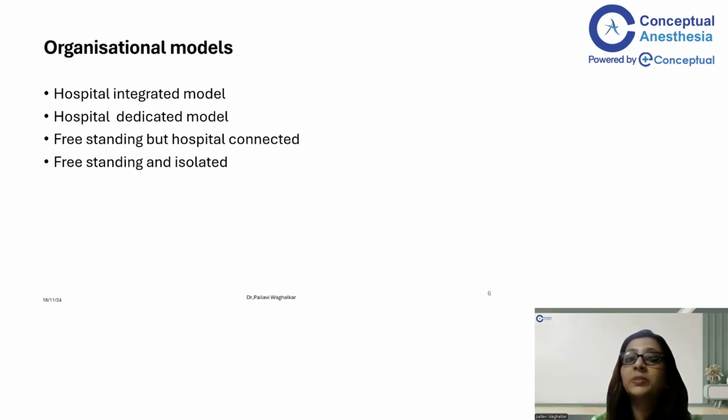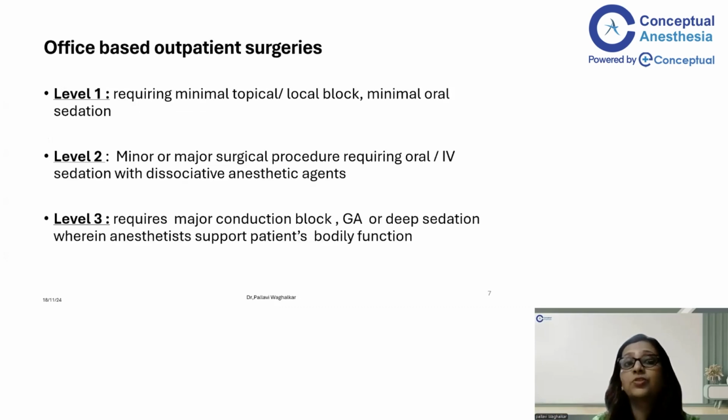There is the freestanding but hospital connected model, which means there is a separate daycare anesthesia unit or separate ambulatory surgery unit, but it will be attached to some tertiary hospital. So if there is any complication, if we ever need any backup, that tertiary level hospital will always be there. While freestanding and isolated will be the freestanding ambulatory surgery unit or daycare surgery unit, and it will have all the facilities like a separate tertiary care hospital. It's an isolated daycare anesthesia unit or ambulatory surgery unit.